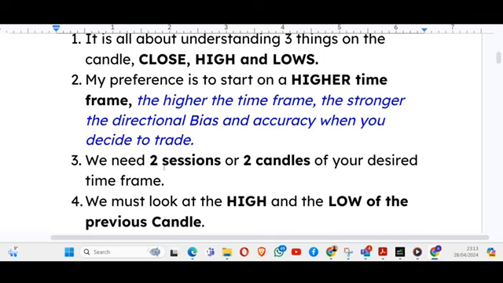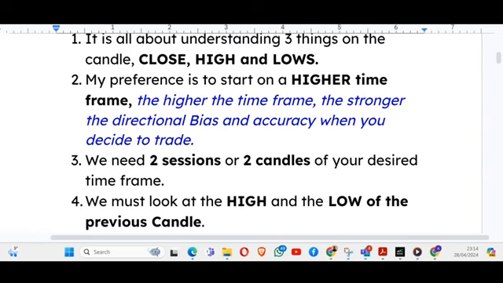So we want to have two sessions or two candles of our desired time frame. If it's going to be weekly, then for example today is Sunday in the UK, so we're going to be looking at last week's candle and the week previous, the week before last week. Those are our two candles we're looking at if we're looking at weeklies. If we're looking at dailies, we're going to be looking at Friday's candle versus Thursday's candle to determine what Monday is going to look like.